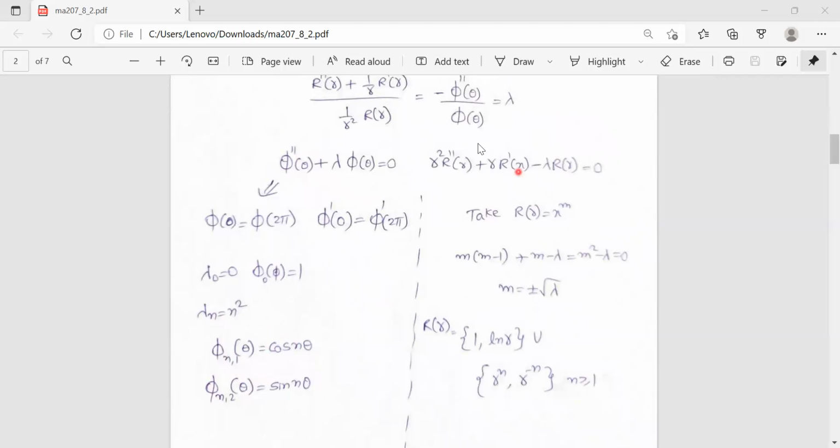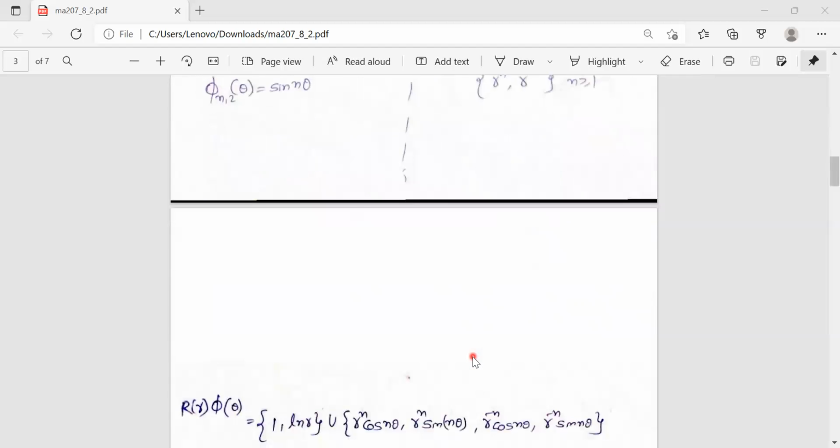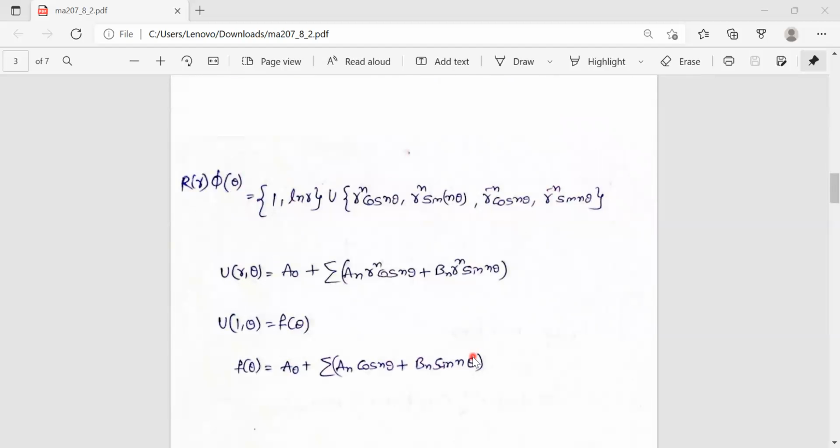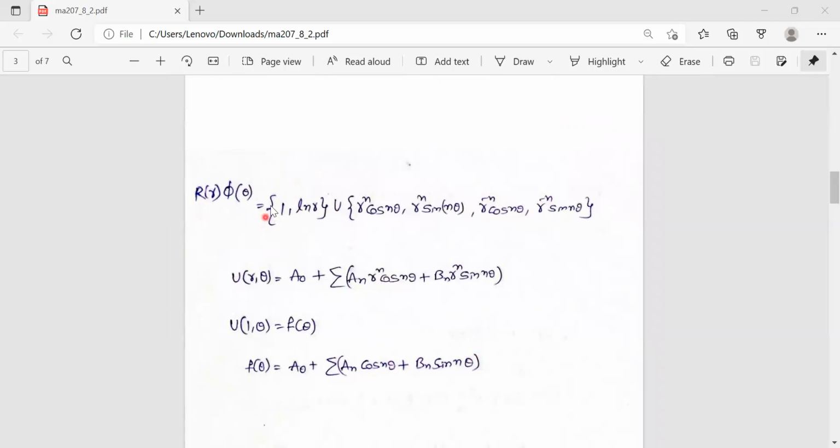Next, for the r part, if we substitute x equal to r power m, then we will get m equal to plus or minus root of the eigenvalue. These are the four types of solutions for this. So the product, that is, the solution of the Laplace equation in polar coordinates, is the span of these terms where n is greater than or equal to 1.